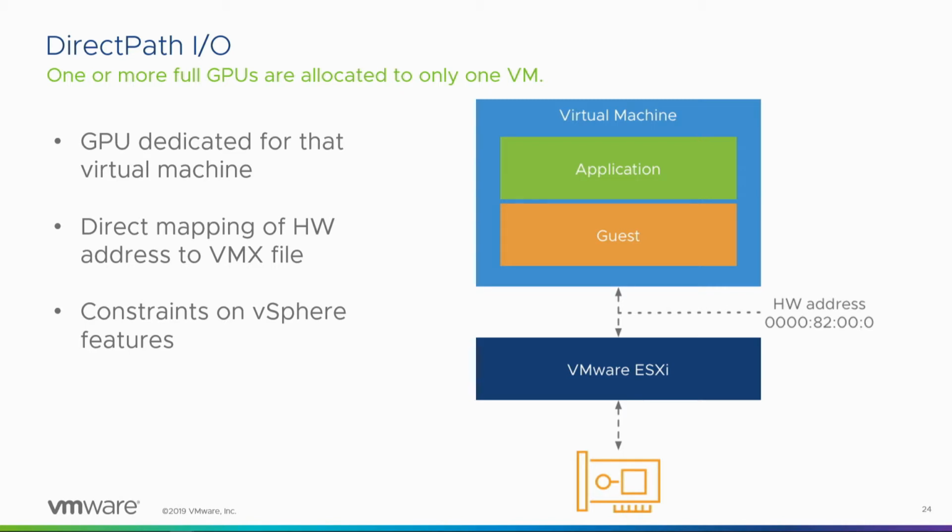And basically what we hear from customers is the main reason why we do not want to use direct path I/O is that it comes with a lot of constraints on the vSphere features, right? So you don't have portability with vMotion, HA is not supported, you name it. Direct path I/O basically makes sure that the PCIe device and the hardware address of that specific PCIe device is mapped to the virtual machine and the guest running inside the virtual machine. So you are basically not able to live migrate that VM to another host.